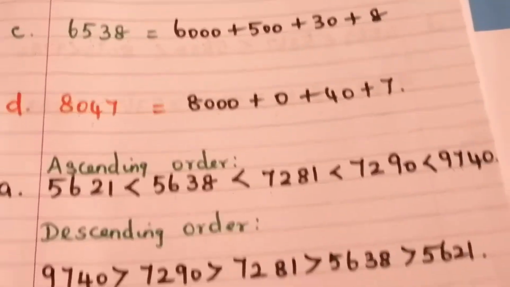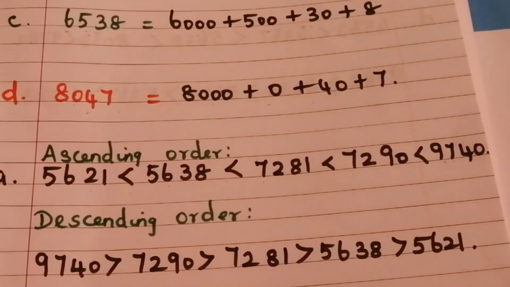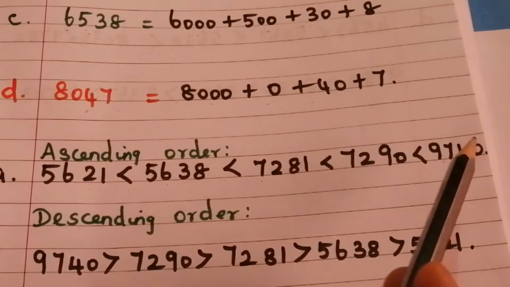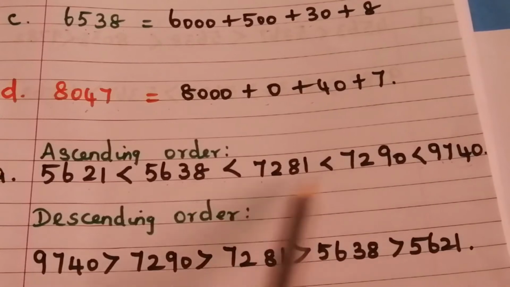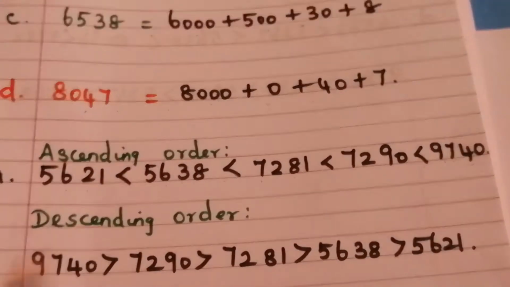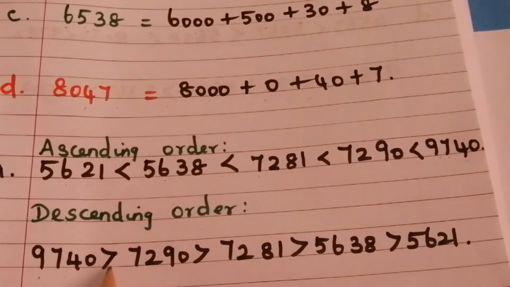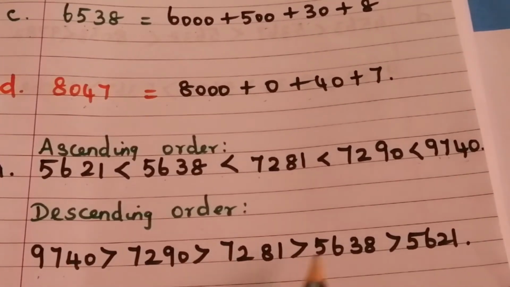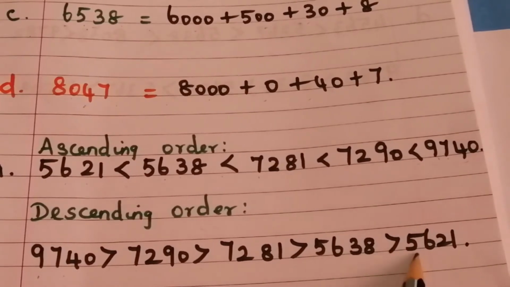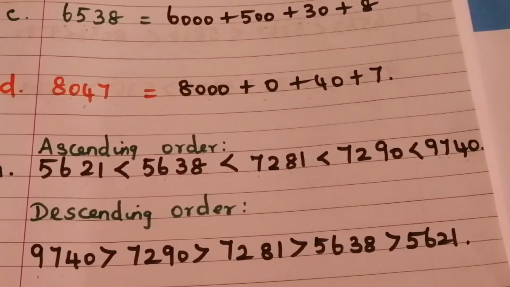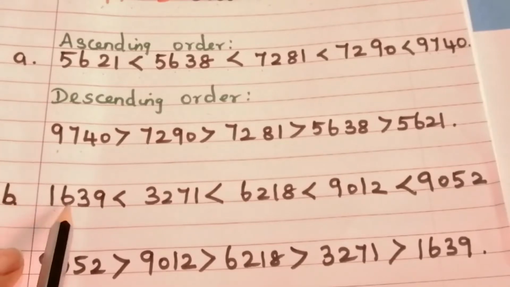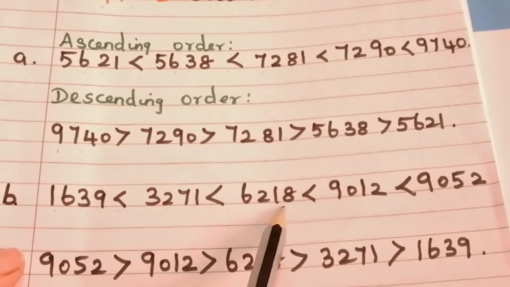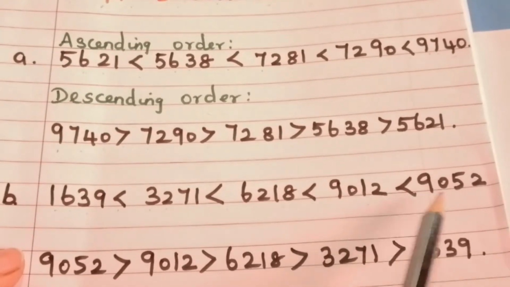And the descending order: if they are asking ascending and descending order in the same problem, it's very easy to write the descending order. We just have to write the reverse of the ascending order. 9740 greater than 7290 greater than 7281 greater than 5638 greater than 5621. And B, 1639 less than 3271 less than 6218 less than 9012 less than 9052.